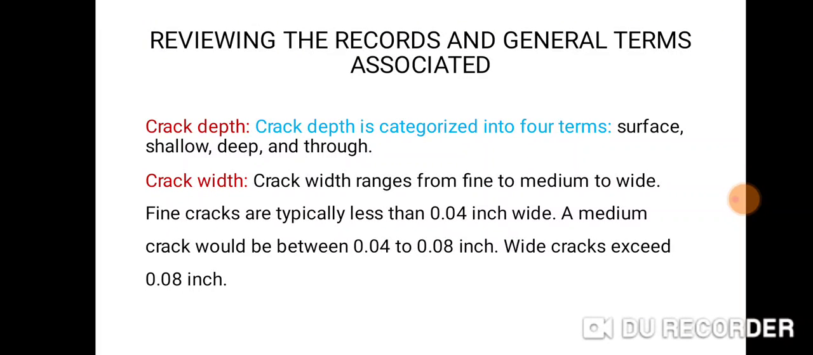Crack depth is categorized into four terms: surface, shallow, deep, and through. Crack width ranges from fine to medium to wide. Fine cracks are typically less than 0.04 inch wide. A medium crack would be between 0.04 to 0.08 inch. Wide cracks exceed 0.08 inch.